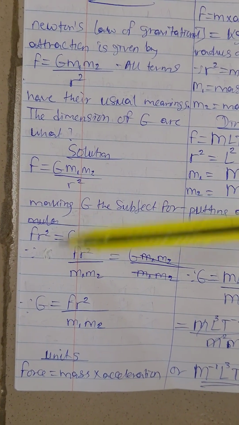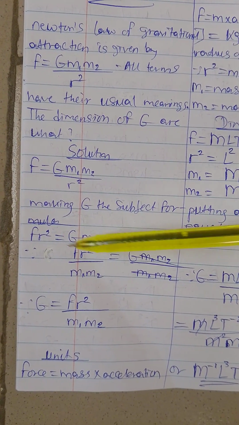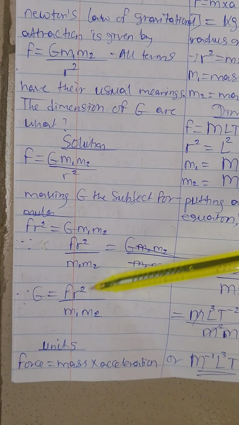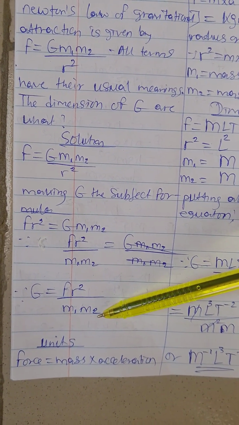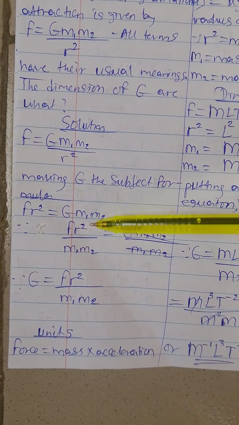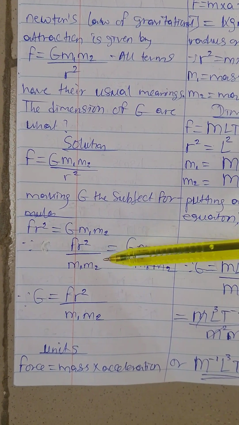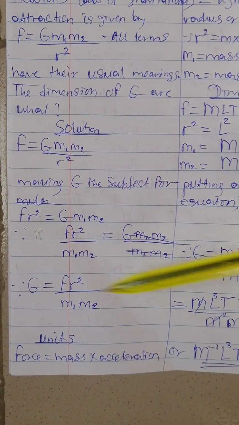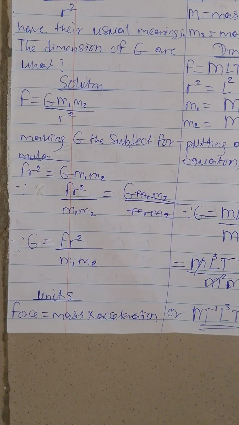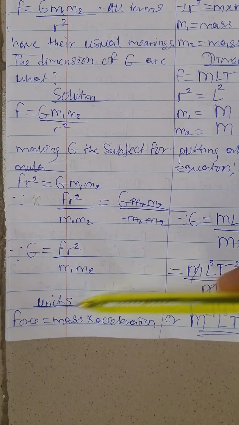So therefore for me to find G, I have to make G the subject of the formula. So G is equals to what? F r squared over m1 m2. Because if you multiply this, that will give F r squared is equal to G m1 m2. So divide all through by the coefficient of G, which is m1 m2. So if you cancel out here, G is equals to F r squared over m1 m2. Okay, very, very easy.